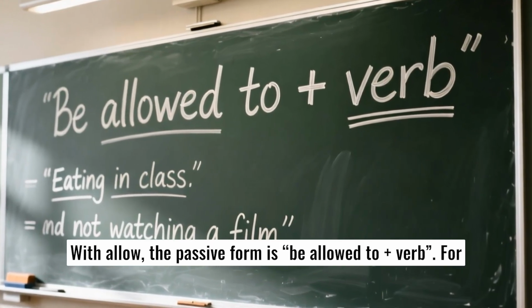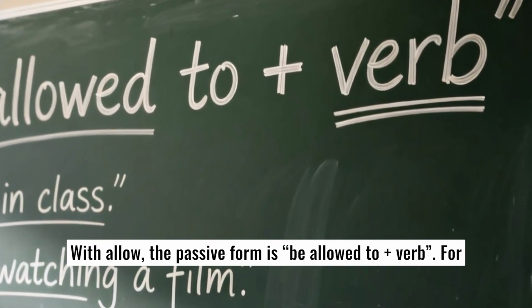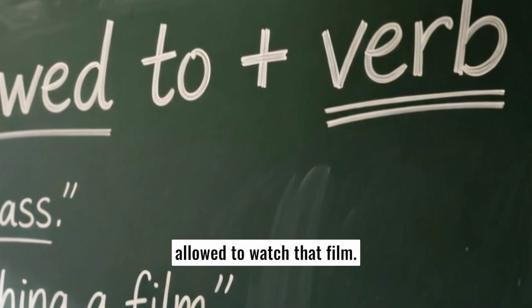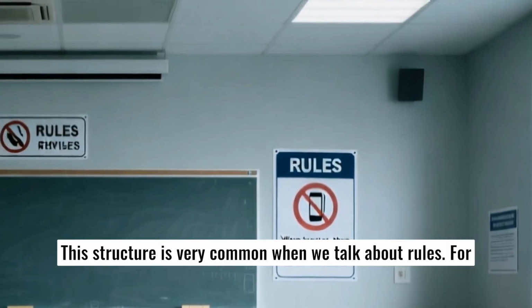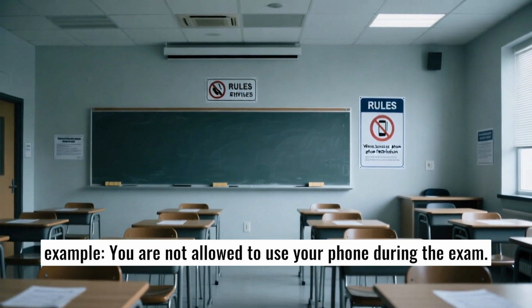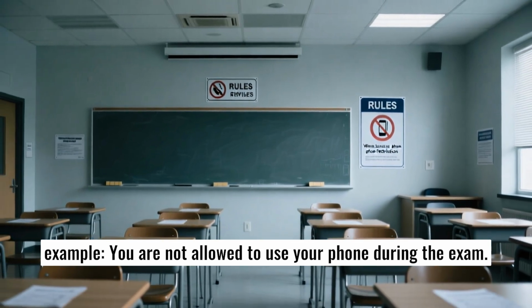With allow, the passive form is be allowed to plus verb. For example, we are allowed to eat in class, or children are not allowed to watch that film. This structure is very common when we talk about rules. For example, you are not allowed to use your phone during the exam.